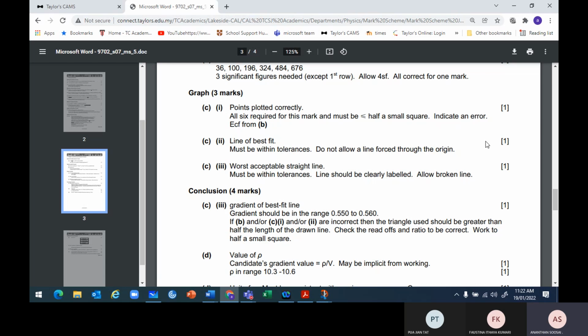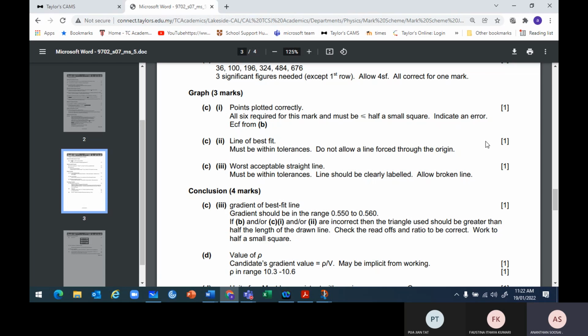So line of best fit, in the recent papers they give coordinates. They give a range where the line should pass through, the bottom and top. In this paper they didn't give, but current papers they give a range. The best fit line must pass through that range. Line of best fit, 1 mark.